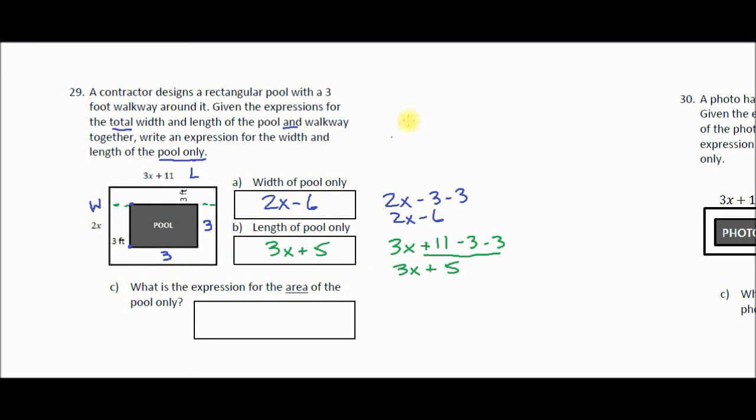Letter C is asking, what is the expression for the area of the pool only? Well, area is equal to base times height, or we can also say length times width. And in this case, our length is 3x plus 5, and our width is 2x minus 6. So we have an expression, 3x plus 5 times 2x minus 6. Now you can spend the time and distribute and come up with a standard form quadratic, but it doesn't ask you that. It just asks you for the expression. We can just leave it in this form.